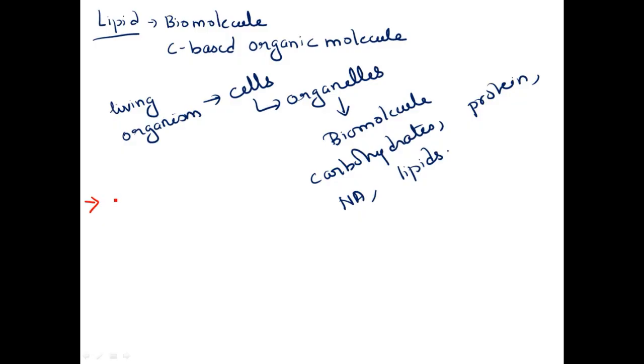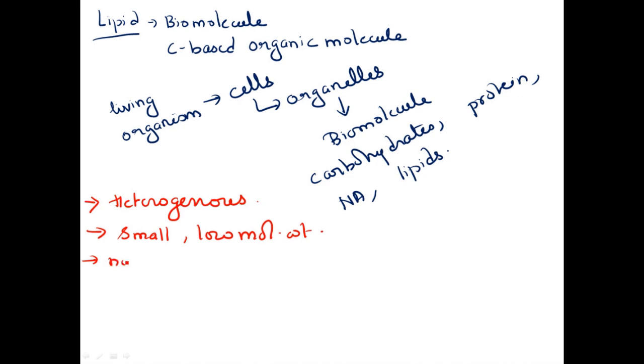Next, lipids are a heterogeneous group of organic compounds. When we classify lipids, you will be able to identify that they consist of diverse forms of compounds that group together to form this large group of lipids. Generally, lipids are small in size and have low molecular weight when compared to carbohydrates, proteins and nucleic acids. And these lipids are not polymers, whereas carbohydrate, protein and nucleic acid are polymers in nature.